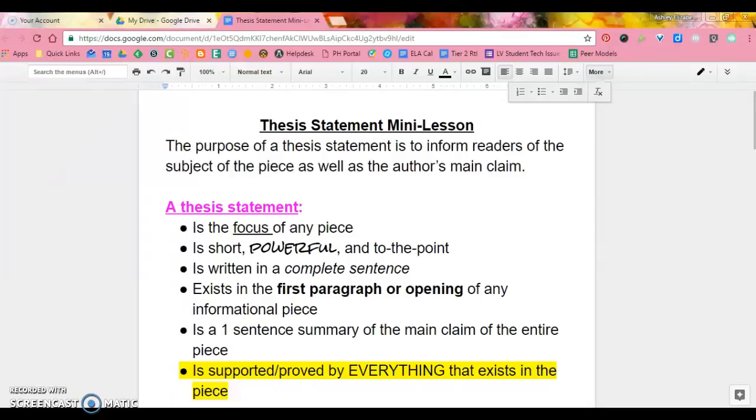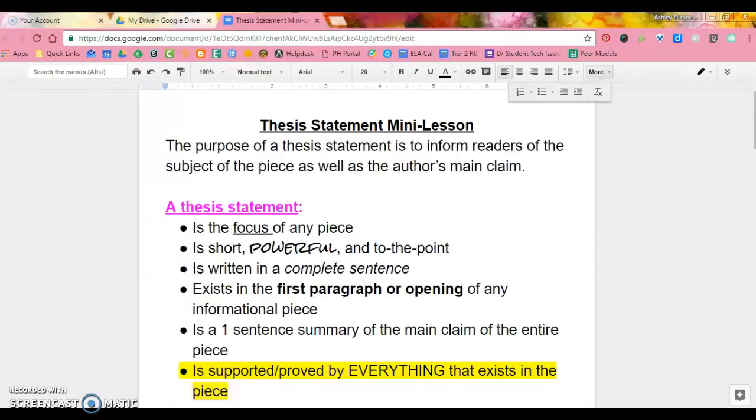It exists in the first paragraph or the opening, if it's a presentation or an infographic, of any informational piece. Again, we know that informational writing is thesis driven, so it has to come early on in your writing. It is a one-sentence summary of the main claim of the entire piece. So you can consider your thesis statement almost like a one-sentence outline for your entire piece.